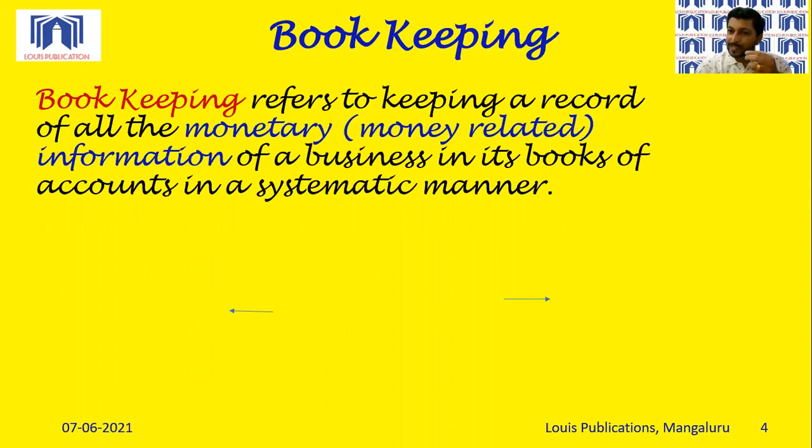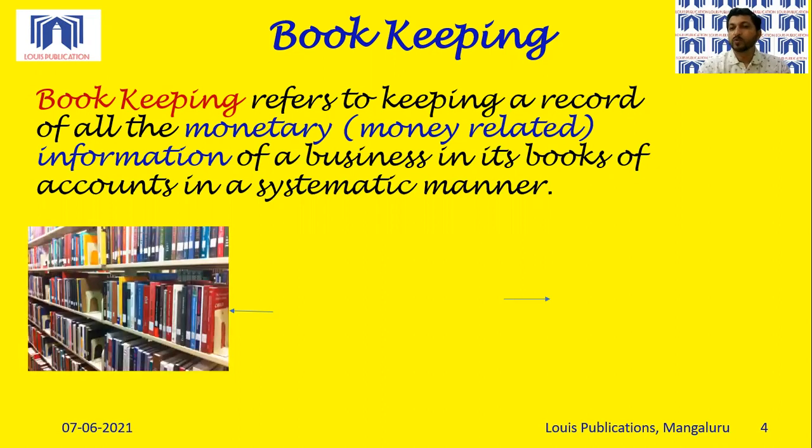In accounting, there is something a little additional. Here, bookkeeping refers to keeping a record of all the monetary information. Monetary would mean money related information of a business in its books of accounts in a systematic manner. We have to understand there are 2 systems of accounting: one is called the single entry system, and another is called the double entry system. So recording all money related information of a business in the books of accounts in a systematic manner is called bookkeeping.